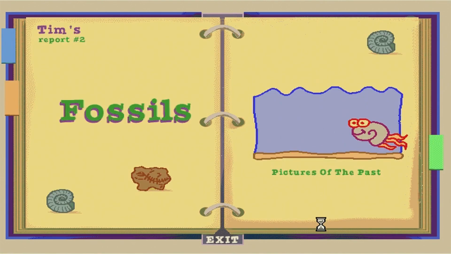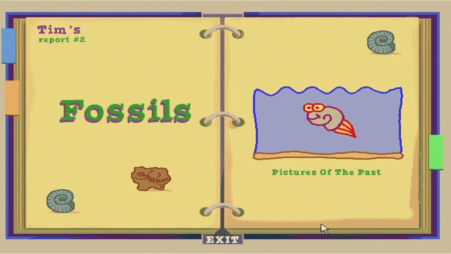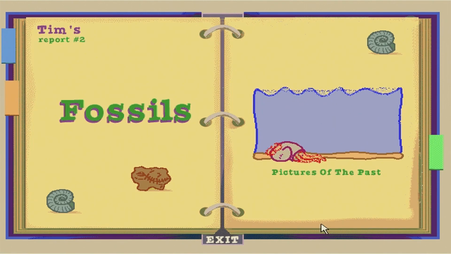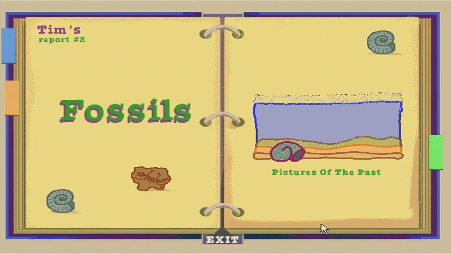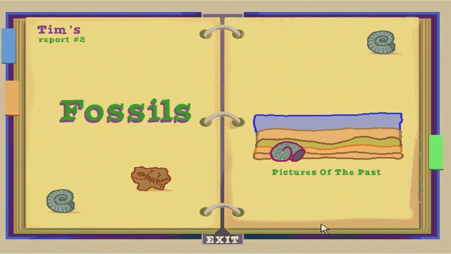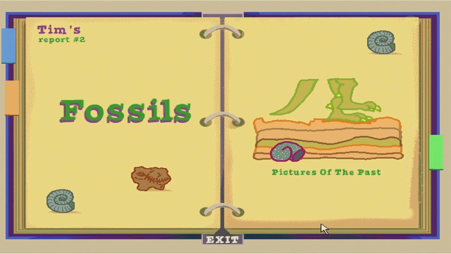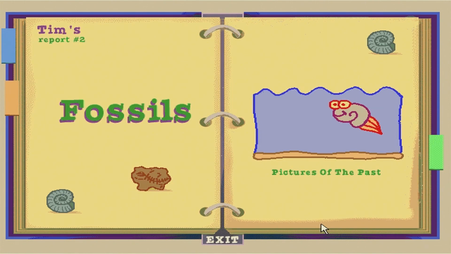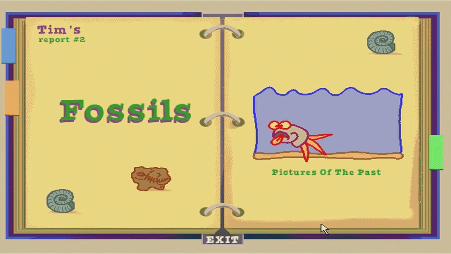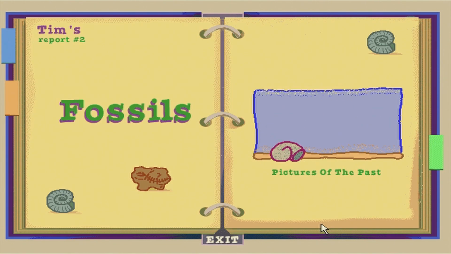Fossils. Pictures of the past. Fossils are like nature snapshots from millions, even billions of years ago. If a prehistoric plant or animal got buried under layers of sand or mud, the softest part would rot away pretty quickly. But the hard parts like shells, bones, or tree trunks would be replaced over time by minerals. That's the way that most fossils are formed.